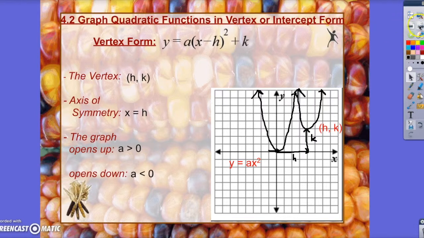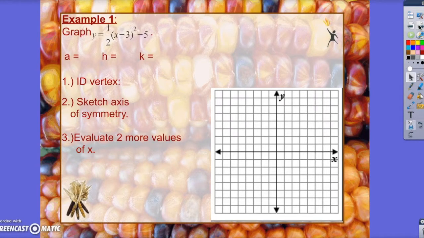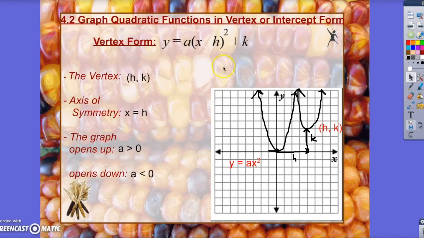Now the steps to actually graphing one. Let's take a look at example 1. Graph y equals 1/2 quantity x minus 3 squared minus 5. Take a minute to pause the video. I want you to actually label what is a, h, and k. If you're not sure, go back and see where these three variables stand.